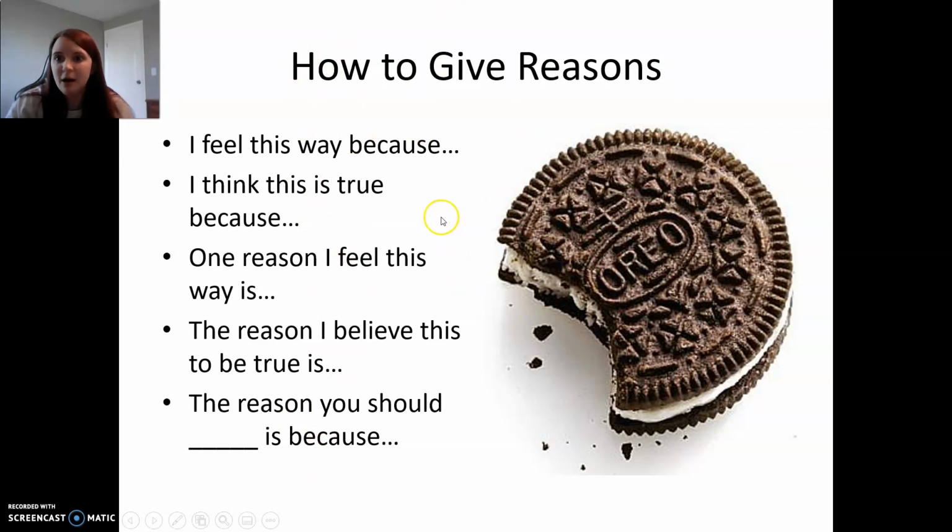So these are some starts to your next sentence. I feel this way because. I think this is true because. One reason I feel this is. The reason is all about explaining why you think that way. You can't just say because it is, because I think so, because it's just something I feel. That doesn't give you a strong argument. You have to give actual reasons for it.